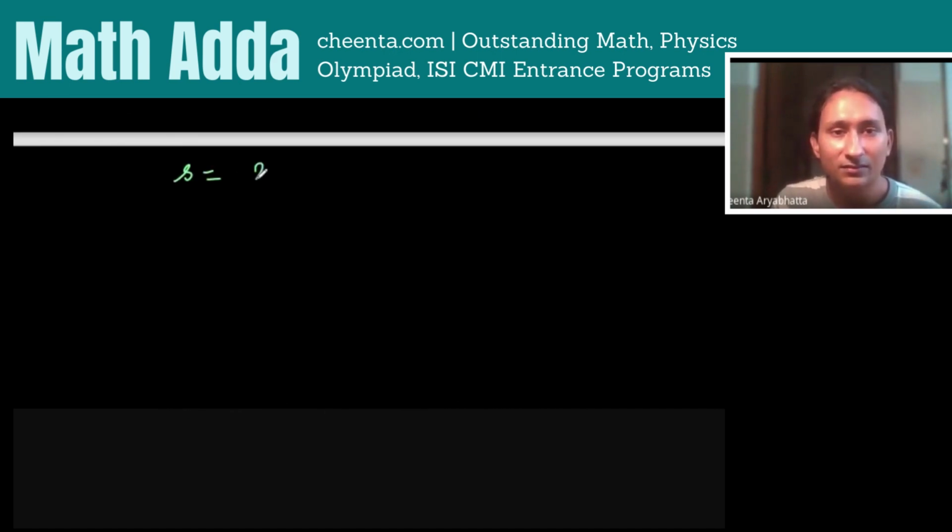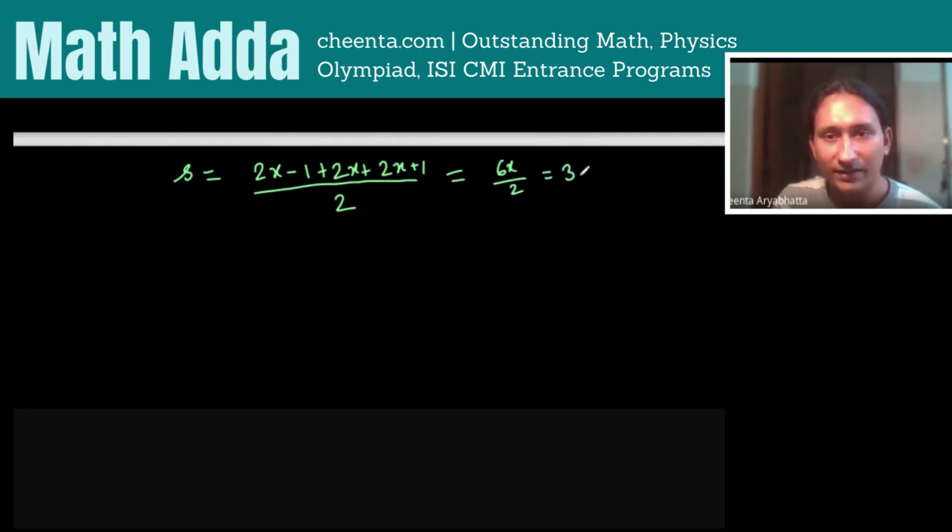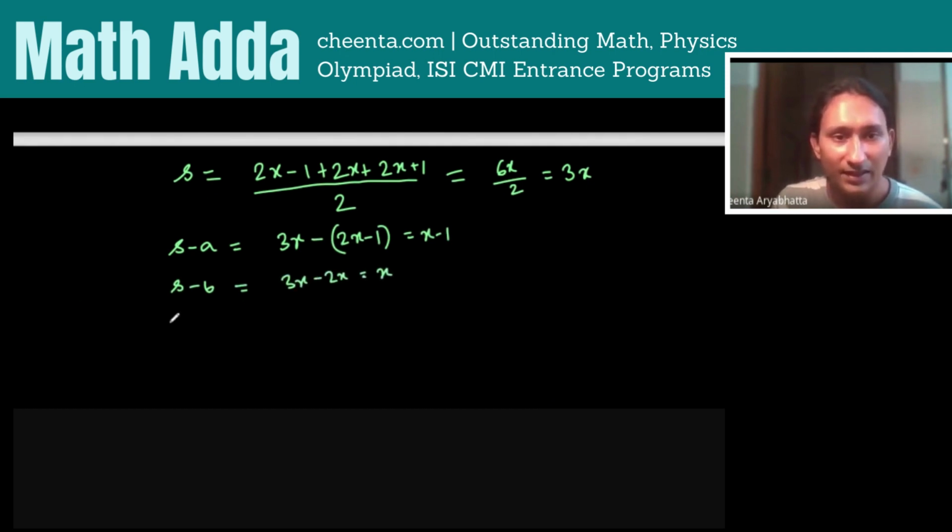S is (2x minus 1 plus 2x plus 2x plus 1) by 2, which is 6x by 2, which is 3x. Therefore, s minus a is 3x minus (2x minus 1), which is x plus 1. S minus b is 3x minus 2x, which is x. And s minus c is 3x minus (2x plus 1), which is x minus 1. Sorry, I misspoke earlier.